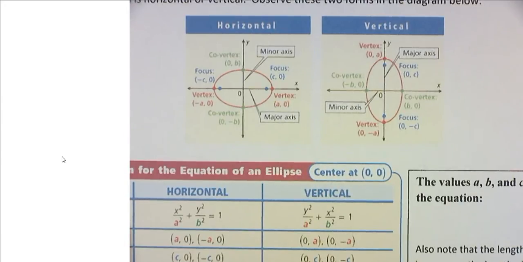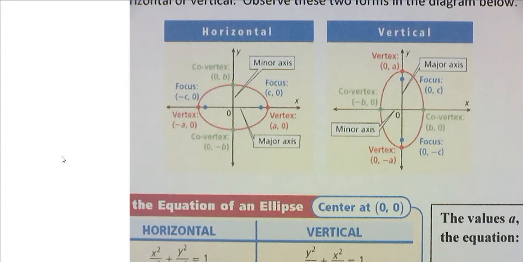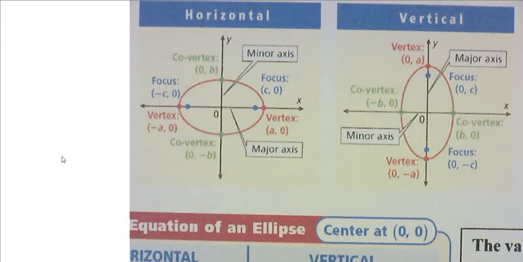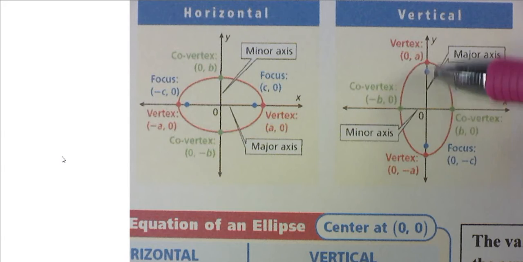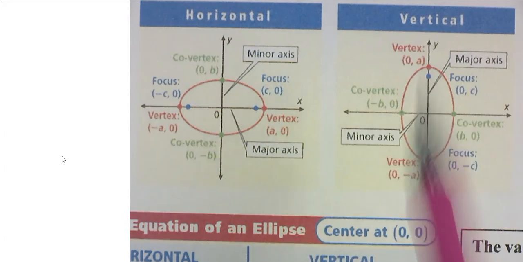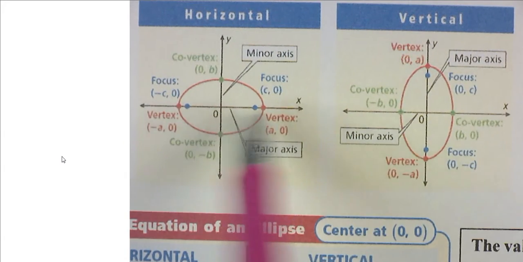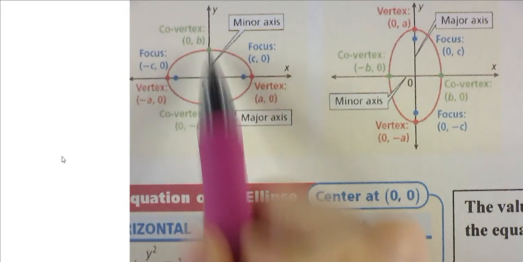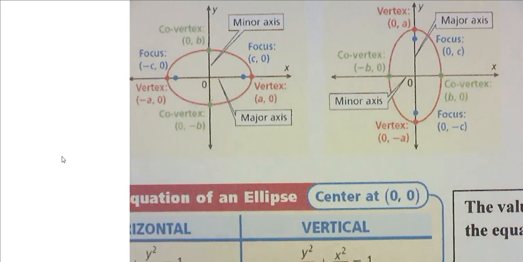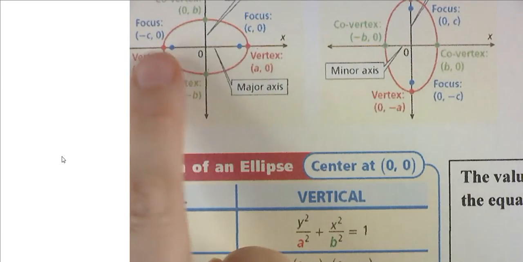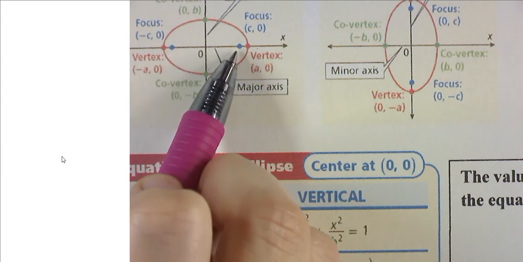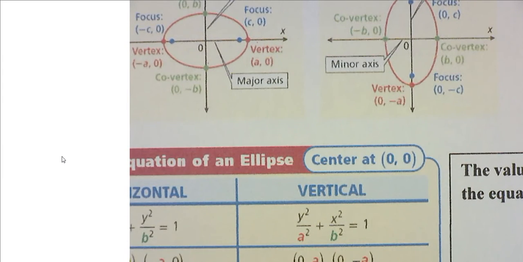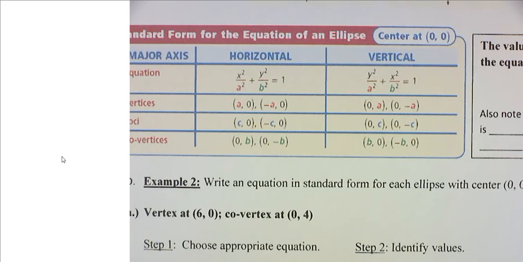So notice the major axis is whichever one is longer. So in this case, the vertical one's longer. So this is the major, this is the minor. For horizontal, this would be the major, this would be the minor. And then you have the co-vertices on the minor, the vertices on the major. Okay? And then you have the focus, which is labeled on your major axis. And then you have the standard form for your equation. And then you can see different variables are assigned to the vertices, the foci, and the co-vertices.